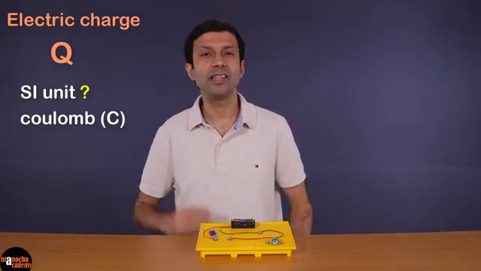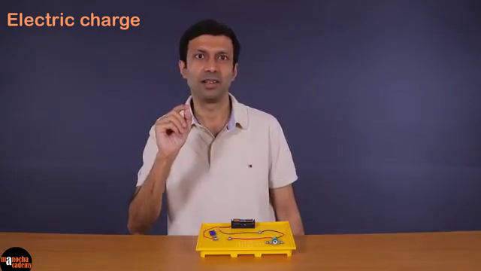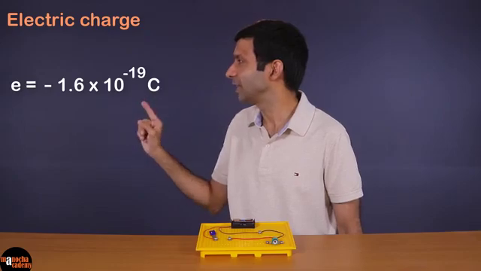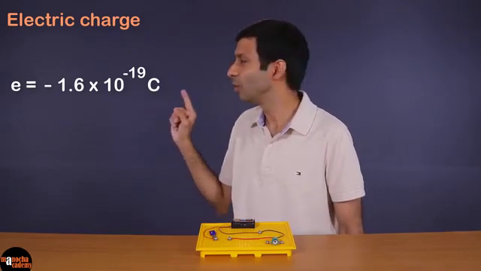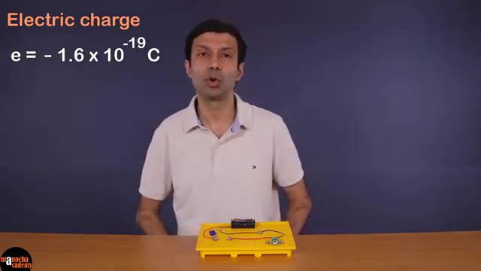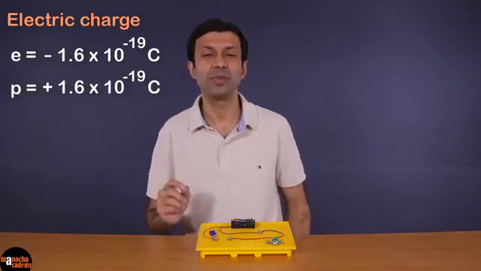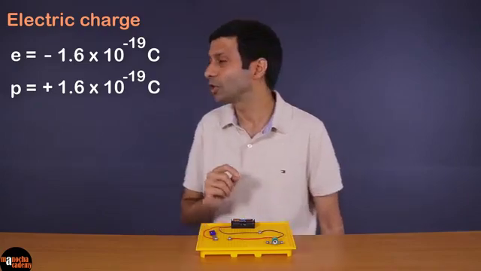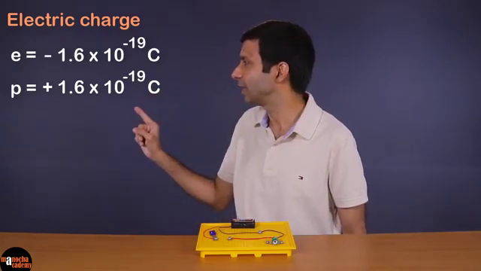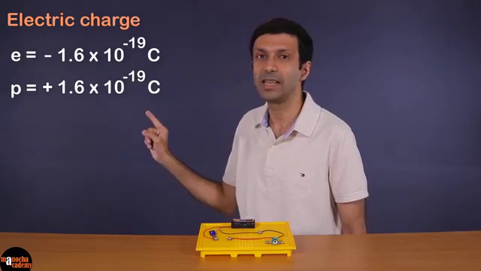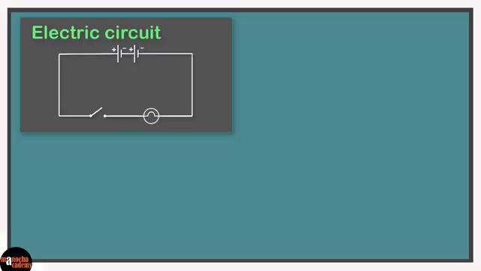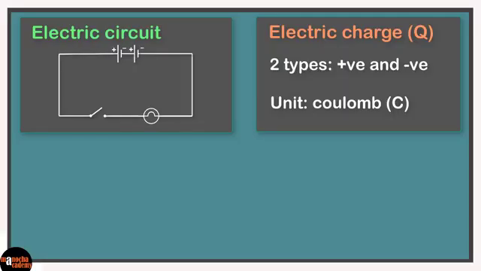An electron carries a very small amount of charge. It's minus 1.6 into 10 to the power minus 19 Coulomb. And the charge of the proton is the same value, except it's positive. So the proton's charge is going to be plus 1.6 into 10 to the power minus 19 Coulomb. Let's put electric charge on our concept board. Remember, the symbol Q is used for charge and the SI unit is Coulomb, denoted by capital C.